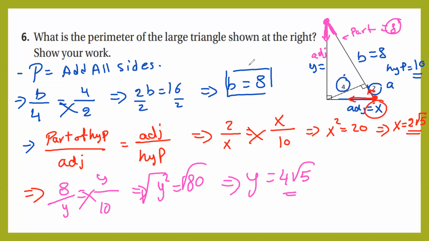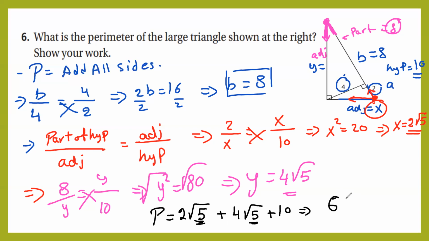Now I got all of the sides. Now let's write the perimeter. The perimeter here is 2 square root of 5, which is x, the y, which is 4 square root of 5, plus 10. Now my work is to add the similar roots, square root of 5 and square root of 5. So I can write 2 plus 4, which is 6, with the common factor square root of 5, plus 10. And that's all. So this is my perimeter.